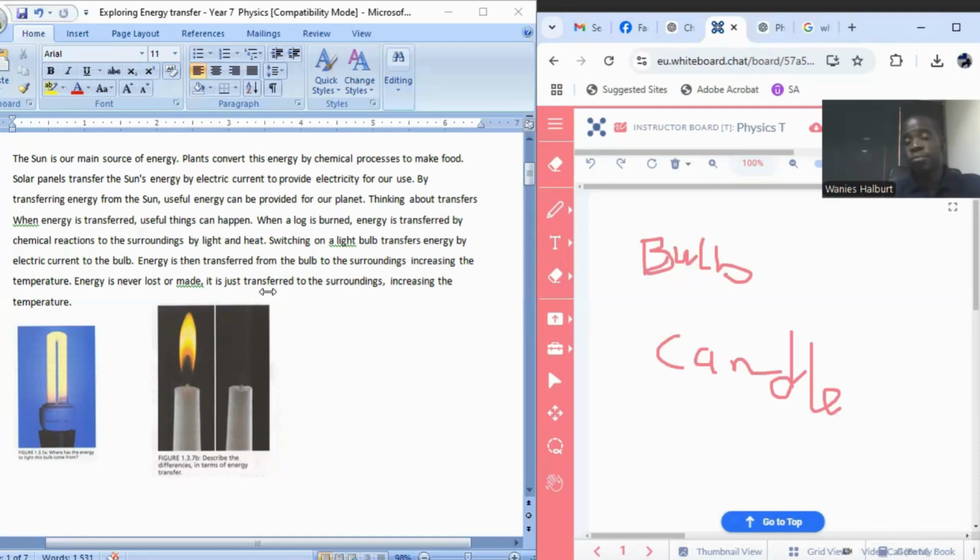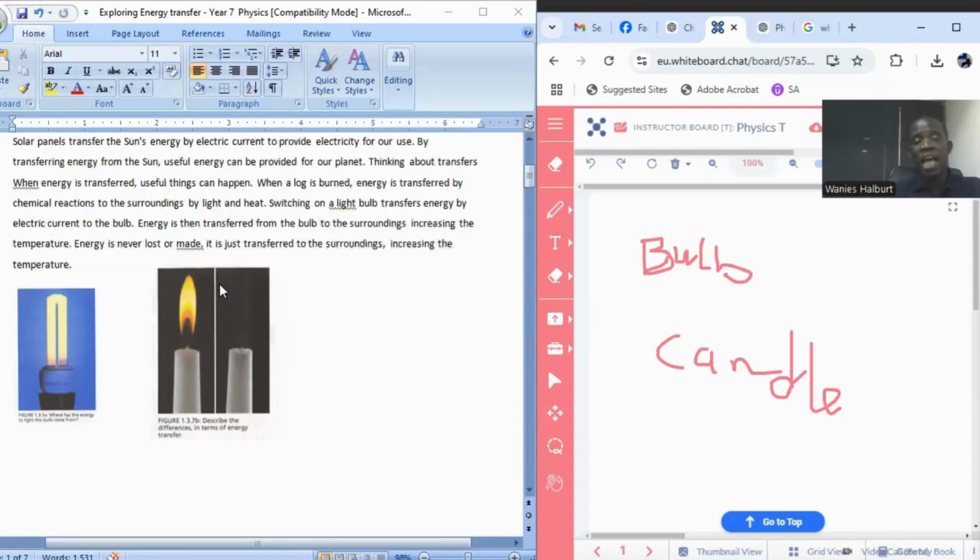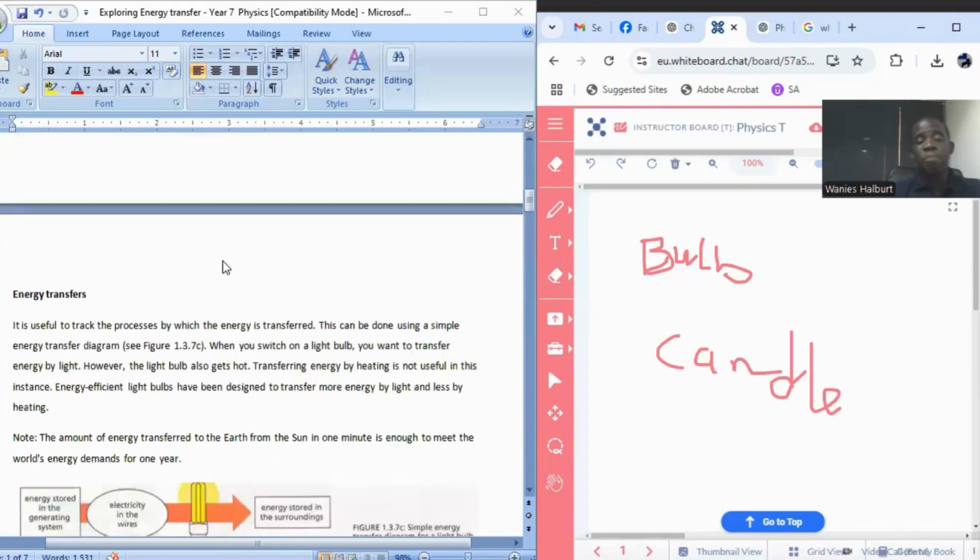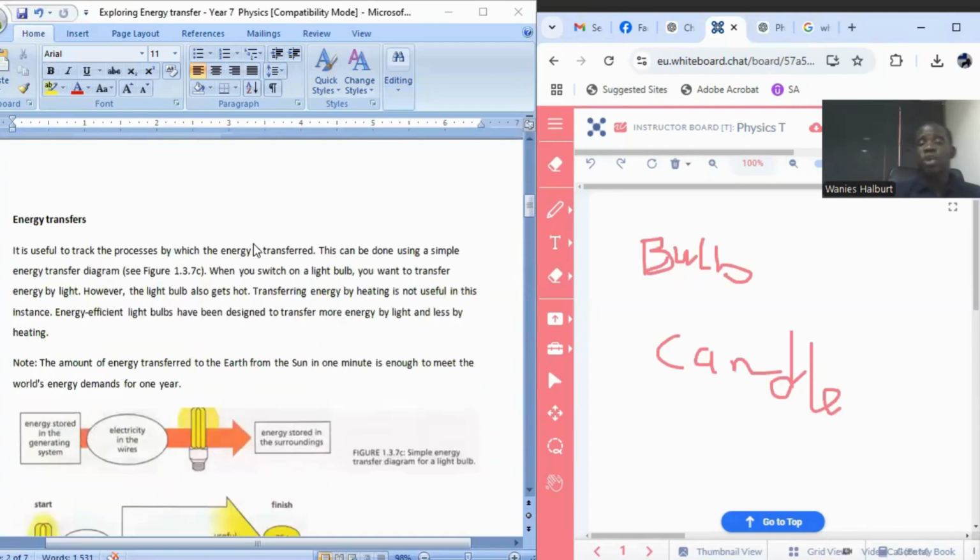Energy is never lost or made. It's just been transferred from one form to the other. And as a result of that, the temperature is increased. So now, we talked about energy transfer. It is useful to track the process by which the energy is transferred. This can be done using a simple transfer diagram.